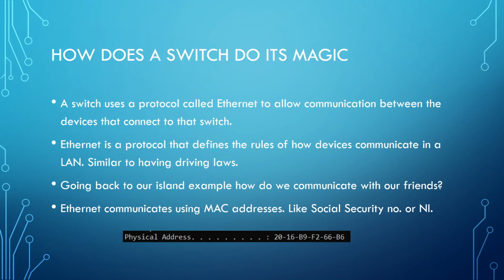So now that we understand the function of a switch, we need to look at how the switch does its magic. So how does a switch allow connectivity between devices that connect to that switch and are therefore part of the same local area network? Well, let's talk about Ethernet switches, since Ethernet is the most popular protocol. A switch uses a protocol called Ethernet to allow communication between devices that connect to that switch. Ethernet is a protocol that defines the rules of how devices communicate in a local area network.